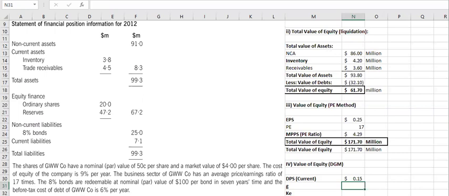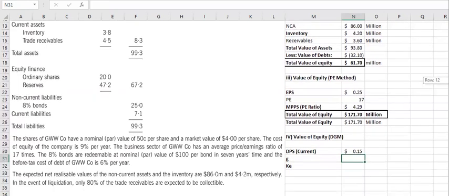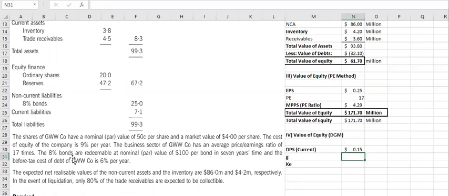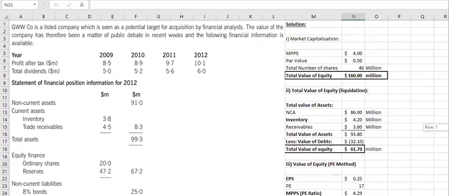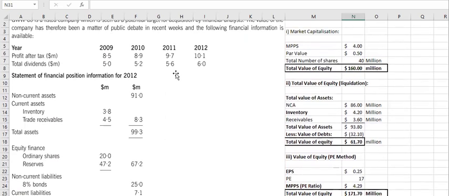Then comes the growth rate, and first let's see whether the growth rate has been given in the question. There is no growth rate given in the question, so we have to calculate the growth rate. The earliest dividend figure was 5 million, and the latest dividend figure is 6 million. So the dividends have grown from 5 million to 6 million at a specific growth rate that we need to find out.